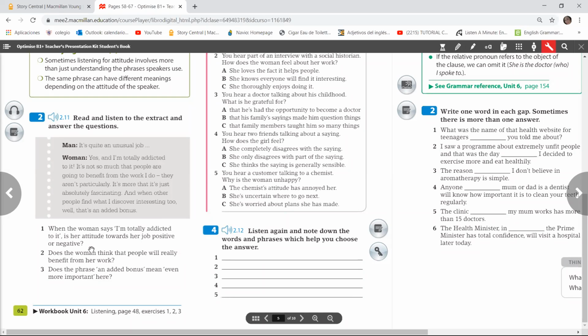Are you there, Carrera? Positive. Yes, it's positive. Very good. Okay, thank you. The next one is, does the woman think that people will really benefit from her work?